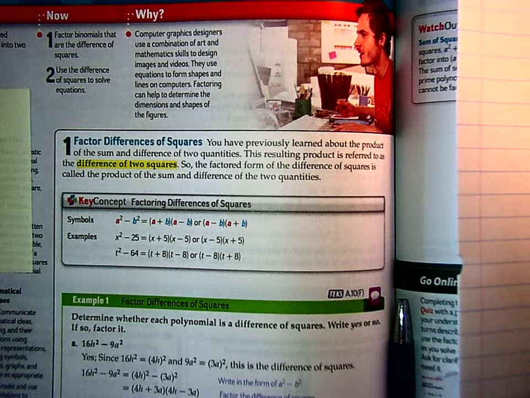So the first one we're going to talk about is factoring differences of squares. McKenna, can you please read that first paragraph for me?